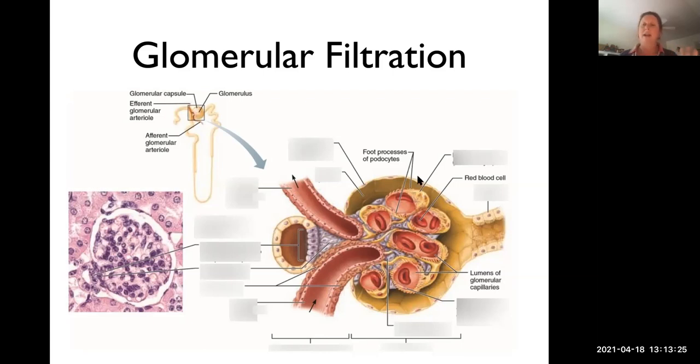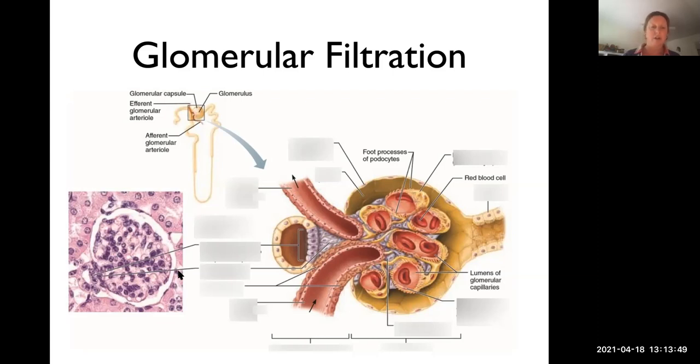First of all, I want to say that this region here is known as the renal corpuscle. So if you see that term, renal corpuscle, which really just means kidney body, corpus is body, corpuscle means little body. So that is referring to the glomerulus plus the glomerular capsule around it.